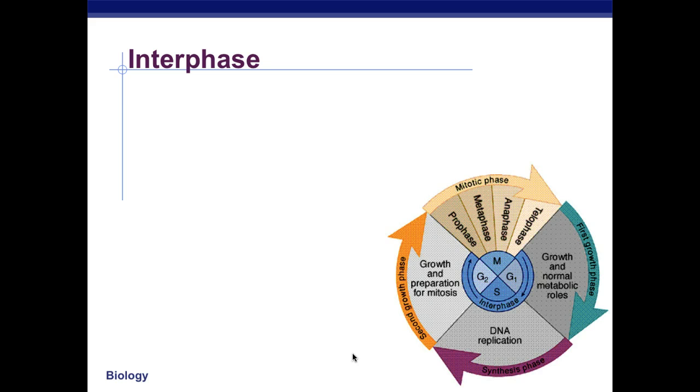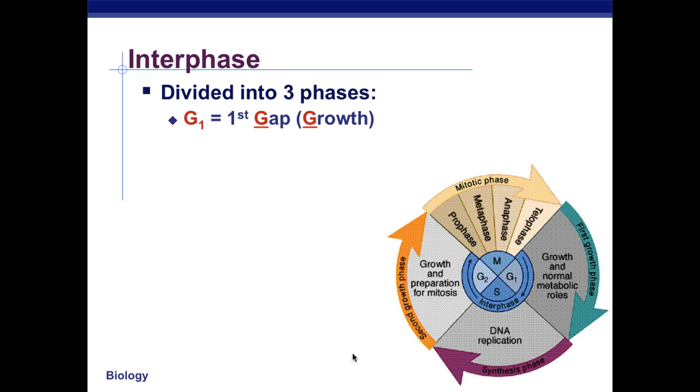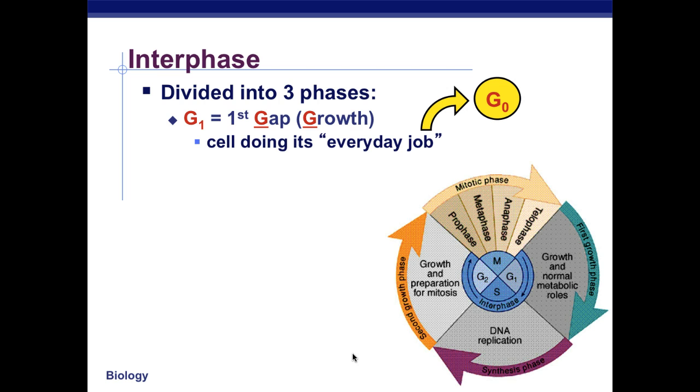So interphase is divided into three phases. The G1 is the first gap or growth, and this is when the cell is doing its everyday job. It can go to G0. G0 is for cells that don't need to replicate or duplicate in any way, shape, or form. So G0 is the phase where your nerve cells and muscle cells typically are, as well as your liver cells, because your liver cells only reproduce every couple of years, so it goes into this G0 phase.